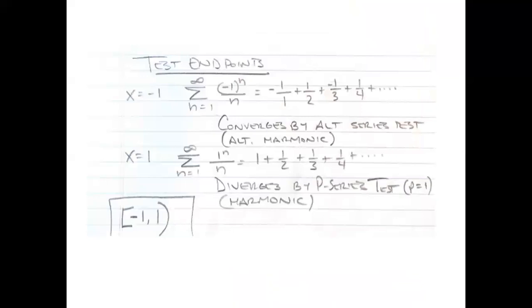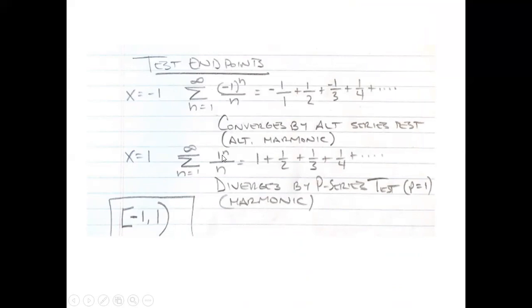All right, so here's me testing those endpoints. -1 goes in, and I get this expression, and I can see it's alternating. The terms are getting smaller. The absolute value of those terms are getting smaller and smaller, and they're heading towards 0. So therefore, this converges by the alternating series test. This endpoint value will converge. And on top of it, this is the alternating harmonic series that I showed you before.